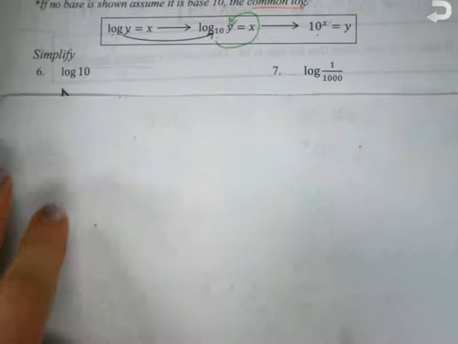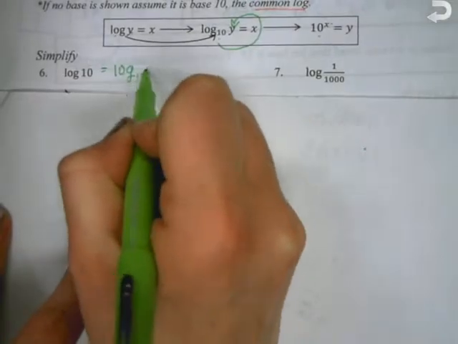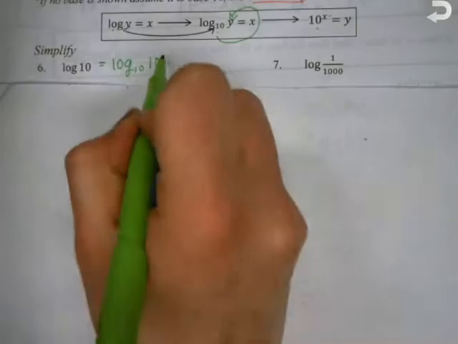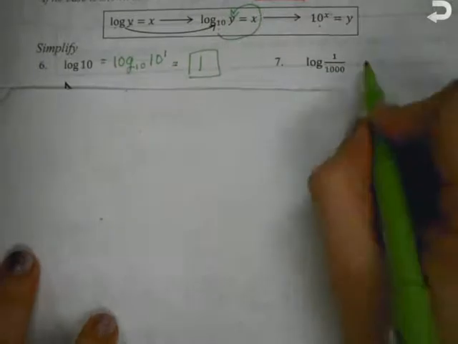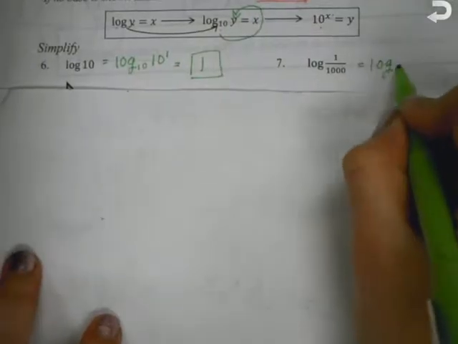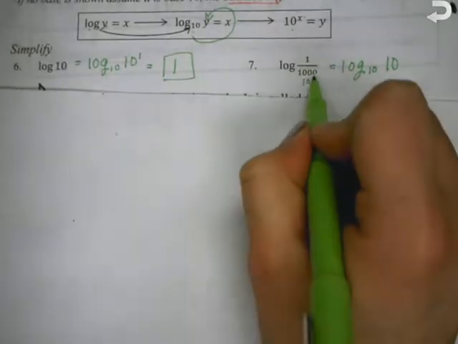Okay, so, log of 10. Let's first rewrite this. That would be log base 10 of 10, and what's the exponent there? 1. It's just a 1, right? So what would my answer be? 1. If it has no exponent, the exponent is 1. So what about this one? This would be log base 10 of 10 to the... 1,000 is 10 to the third, but we need to bring it down, so it would be 10 to the negative 3. So what's my answer? Negative 3.